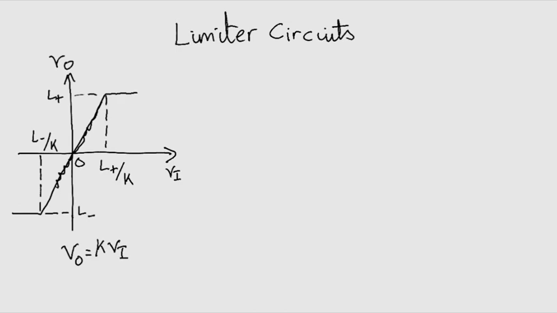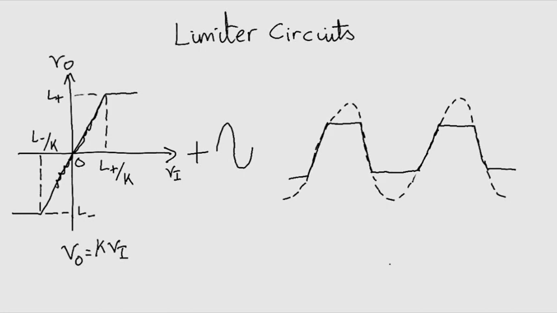Let's pass a sinusoid through this limiter circuit. The solid line is the output and the dotted line is the one that is removed. We also say that these parts get clipped, and therefore the limiter is also known as a clipper. What we have just seen are what are known as hard limiters.